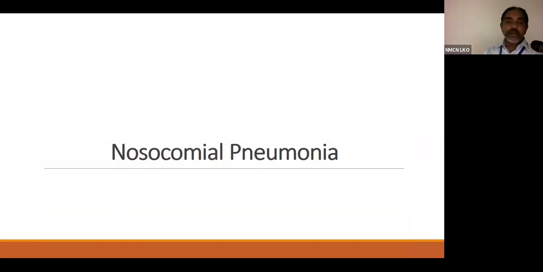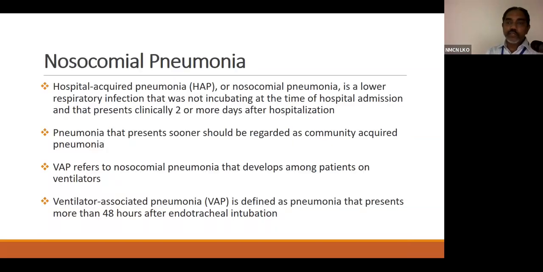Coming to nosocomial pneumonia, it is LRTI that was not incubating at the time of hospital admission and presents clinically 2 or more days after hospitalization, but mostly within 2 weeks. Pneumonia that presents sooner should not be regarded as community acquired pneumonia. And ventilator associated pneumonia is nothing but nosocomial pneumonia which develops among patients who are on a ventilator. VAP is defined as pneumonia that presents more than 48 hours after endotracheal intubation.